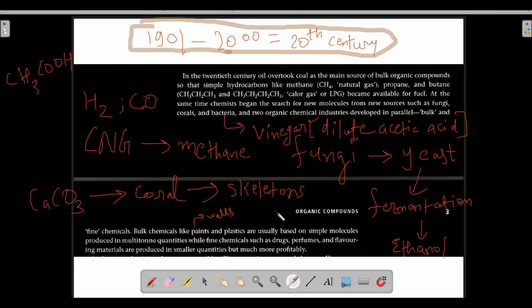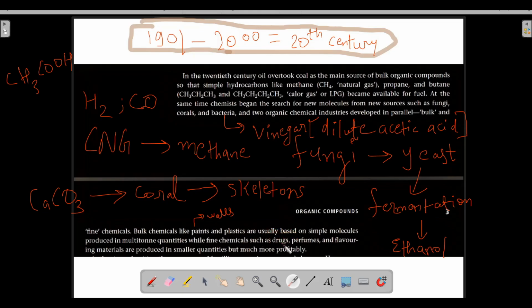Bulk chemicals are usually based on simple molecules produced in multi-ton quantities, because they are not produced in small quantities. They are produced in huge quantities, because for painting a whole building a lot of paint will be required, and also a lot of plastic will be required for day-to-day life activities. So these are produced in multi-ton quantities, while fine chemicals are drugs.